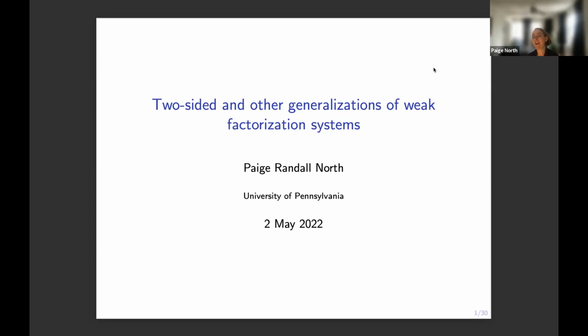Okay, so I'm going to talk about two-sided weak factorization systems and other generalizations. So again, just like Nicola and Benno's talks, I'm very motivated by homotopy type theory, but actually generalizations of homotopy type theory. But as you might already tell from the title, we're trying to create new notions of weak factorization systems. So it will be a bit more elementary than what they've been talking about.